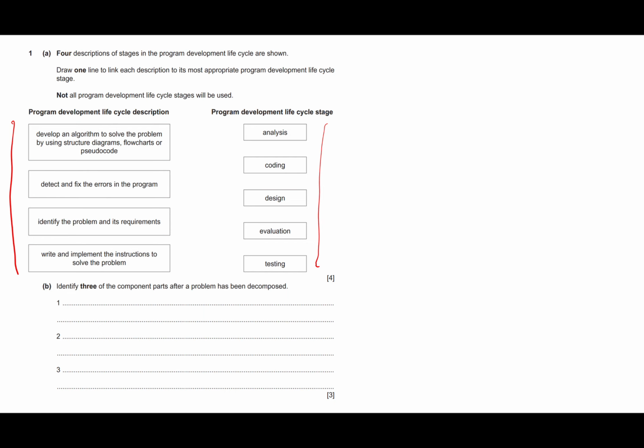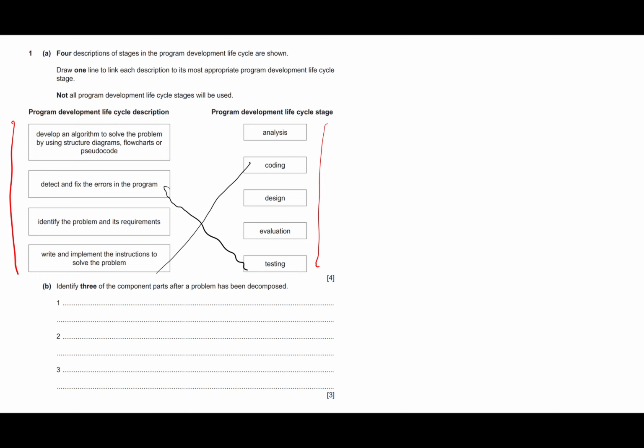Detecting and fixing errors. Well, if I look down here, there is only one that can possibly be that, and that is testing. So that's one strategy for this type of question, is to just look for things that jump out as being correct. Also, this bottom one here, write and implement the instructions to solve the problem. That's just writing your program, or in this case coding. So that leaves us with 2 to figure out.